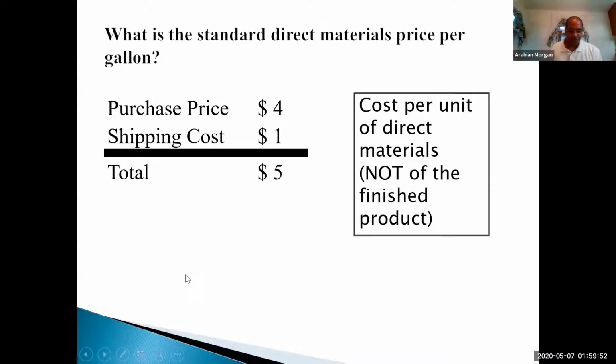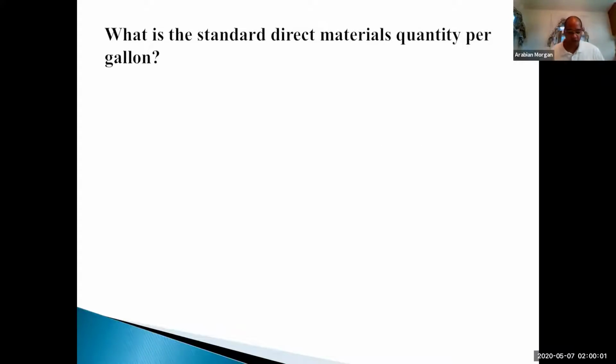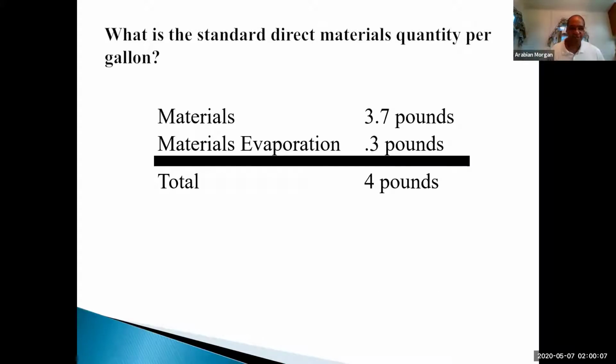All right, look at number 2. The question is, what is the standard direct materials quantity per gallon? Meaning how much stuff needs to go into this to make 1 gallon. So here, based on our fact pattern, it's the materials of 3.7 pounds, plus it's the materials evaporation that we need to account for of 0.3 pounds, which gives us a total of 4 pounds. And I believe I discussed this a little bit earlier today. Okay, so questions on this, please, talk to me.